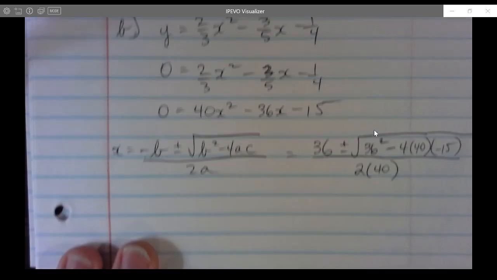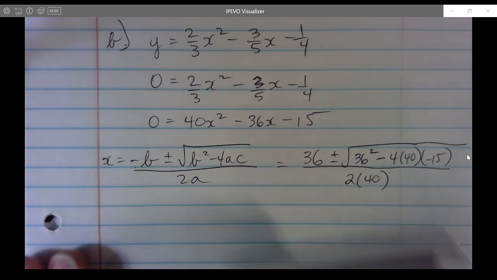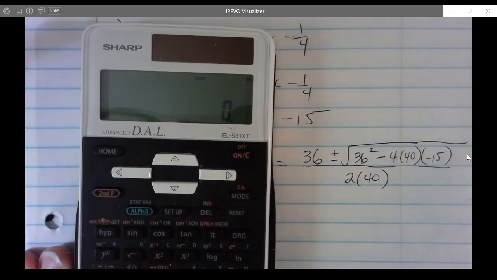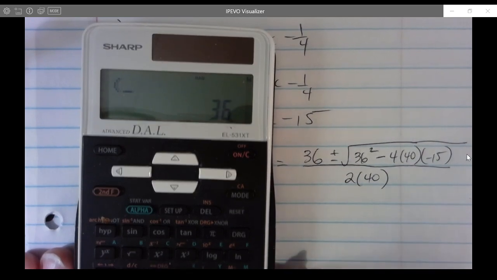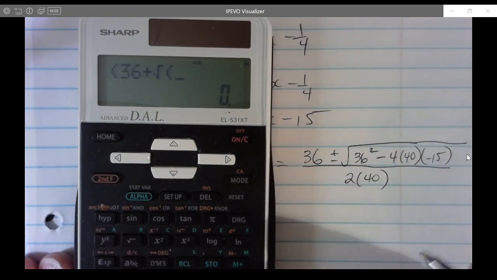So let's see. If I'm going to use a calculator, you know what? I'm going to use it smart. I'm going to just do this whole thing as one big calculation. So let's see how that goes. I am going to go open a bracket for the entire numerator, 36 plus, open a radical, and open a bracket because I'm going to do a bunch of things in the radical. Some of you have calculators where it opens a bracket for you when you hit square root, in which case you don't have to hit that button the way I just did.